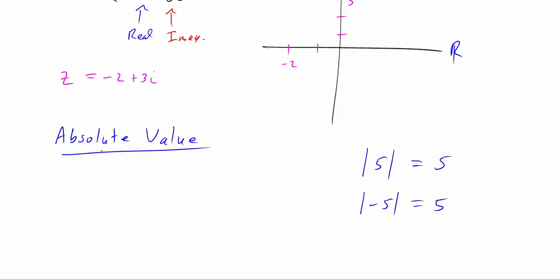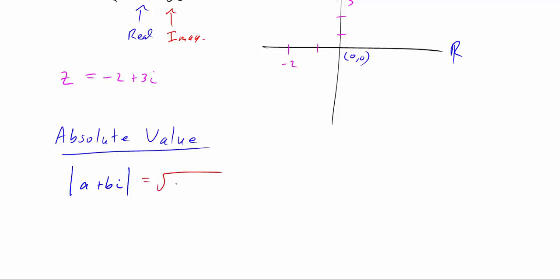So here we're going to do the same thing with our complex number, but instead of looking at how far away from 0 our number is, we're now looking at how far away from the origin, at 0, 0, we are located. In order to do that, to find the absolute value of a plus bi, the formula is simply the square root of a squared plus b squared. Now, why is that?